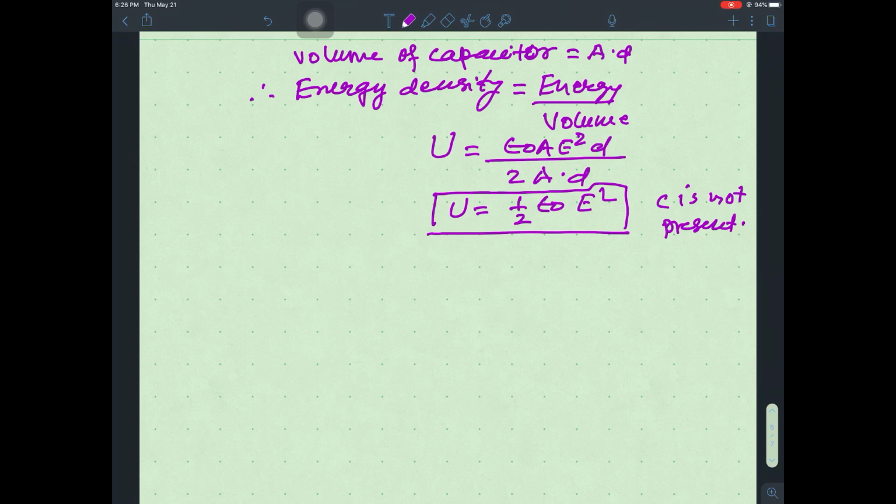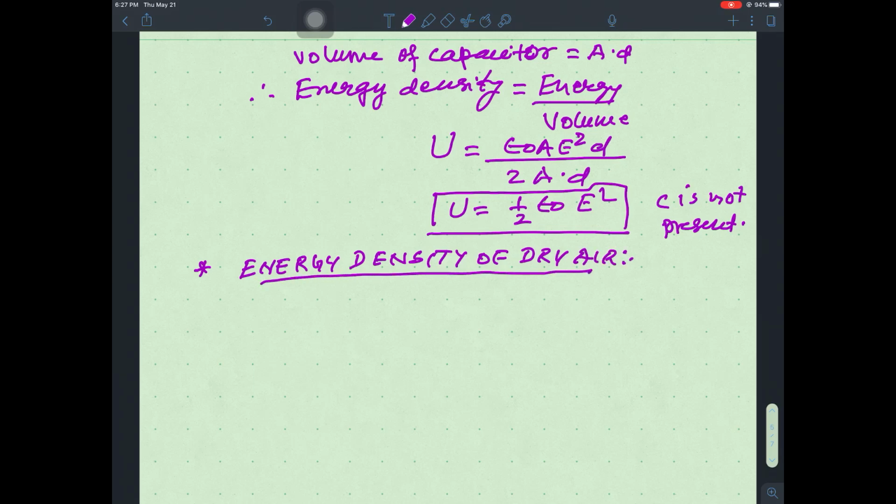Now one more thing that is very important for you to understand, and that will be very useful for you: what is the energy density of dry air. This data and this calculation are also very important for a sound understanding, so that you can face the exam confidently. What are we trying to discuss? The energy density of dry air.